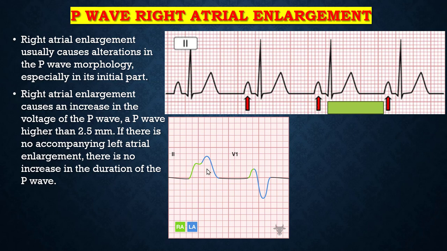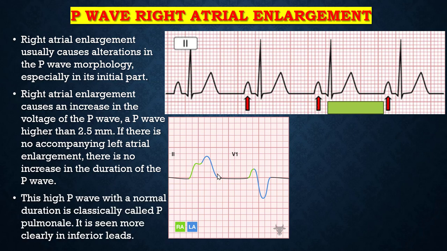This causes the voltage of the P wave to be higher than 2.5 millimeters. If there is no accompanying left atrial enlargement, there is no increase in the duration of the P wave. This high P wave with a normal duration is classically called P pulmonale. When the voltage is high but the duration is not increased, it is called P pulmonale. It is seen more clearly in inferior leads.